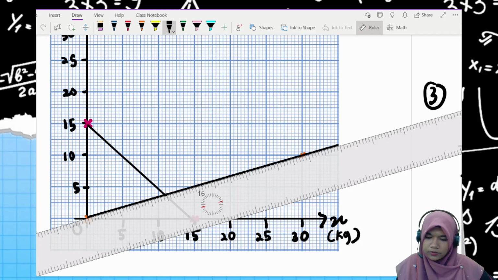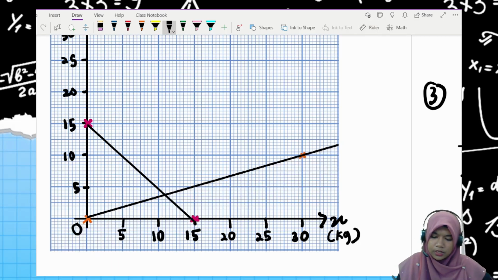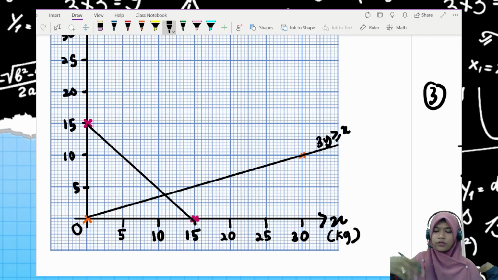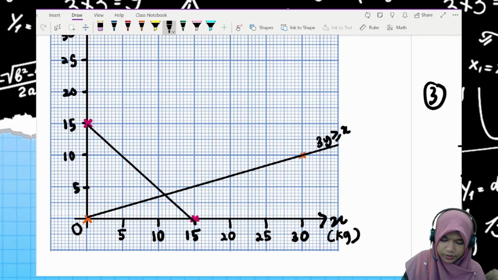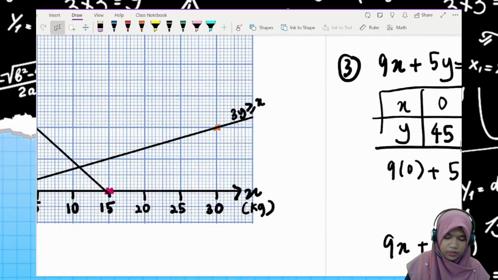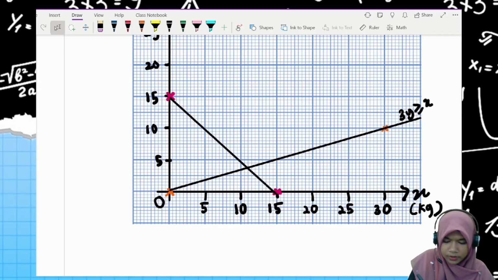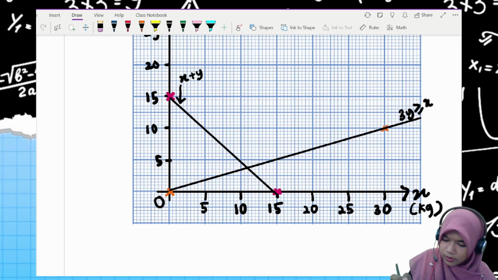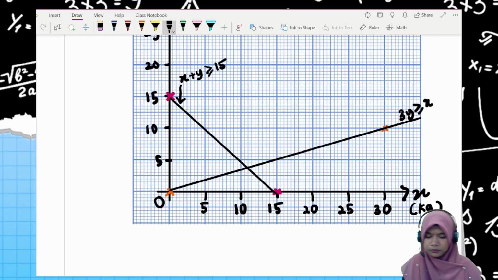For the second equation, 3y greater than or equals to x, so it must satisfy above the graph. And the first one is x plus y equals to 15, so this one is x plus y greater than or equals to 15.